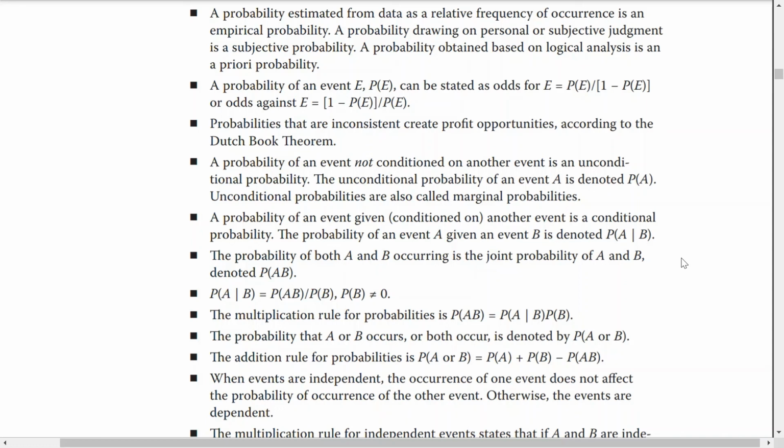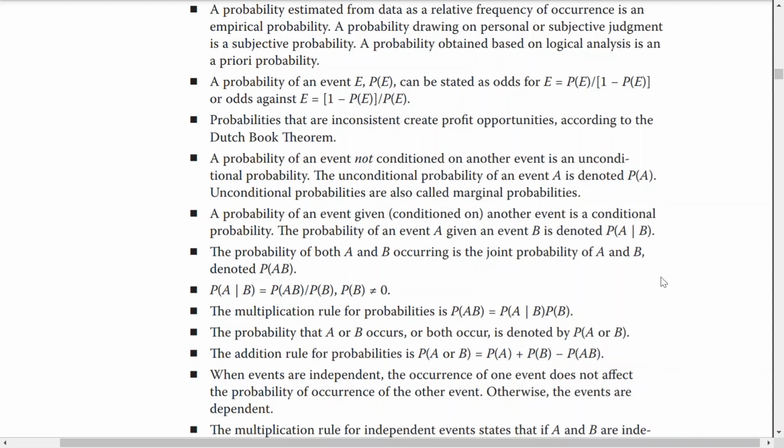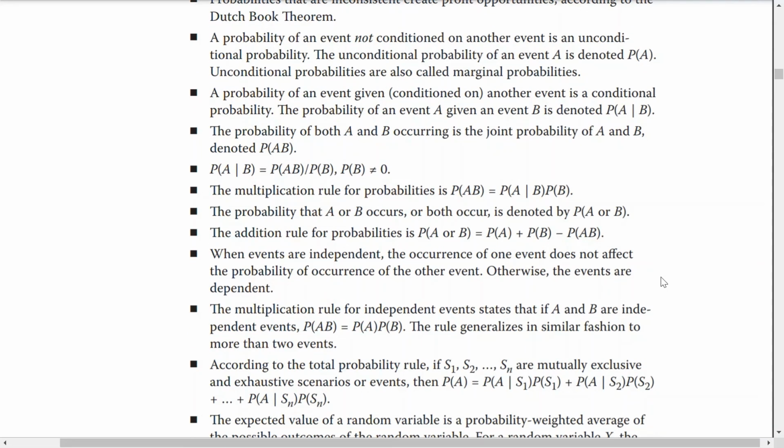A probability of an event that is not conditioned on another event is an unconditional probability. The unconditional probability of event A is denoted as P(A). Unconditional probabilities are also called marginal probabilities.